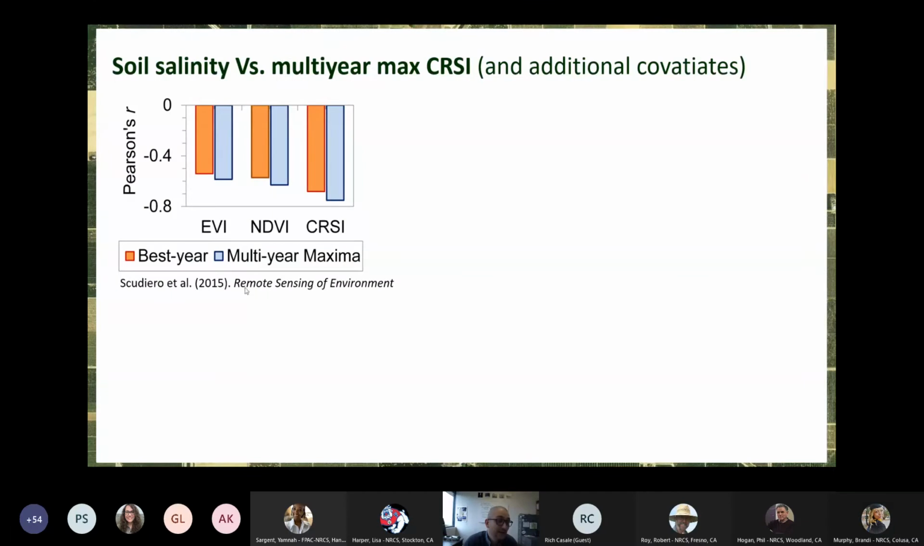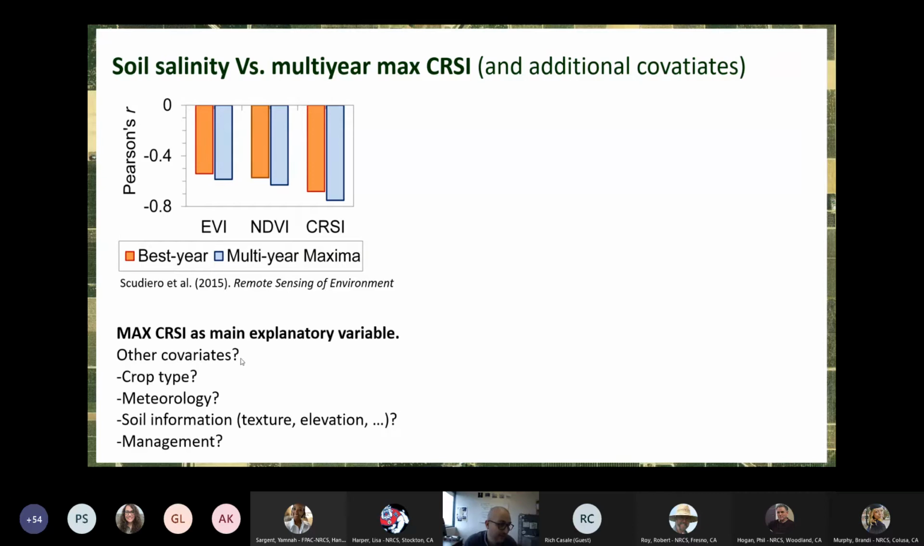So we test the idea of using the multi-year maximum of the vegetation indices, and here's Riverside, and you can see that this multi-year maximum always performs better than the cherry-picked data from the year with the best correlation. So having this multi-temporal type of approach always pays off here in California.